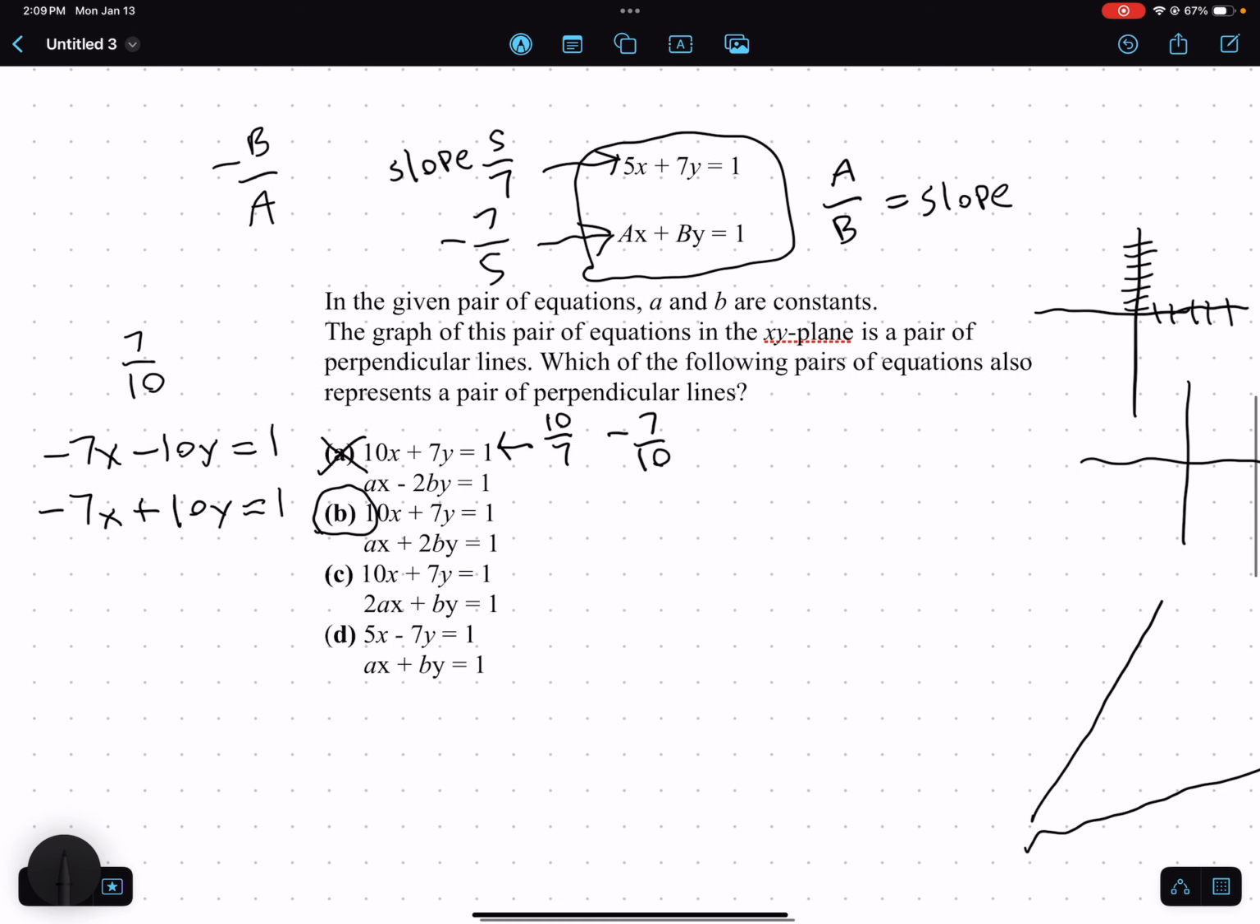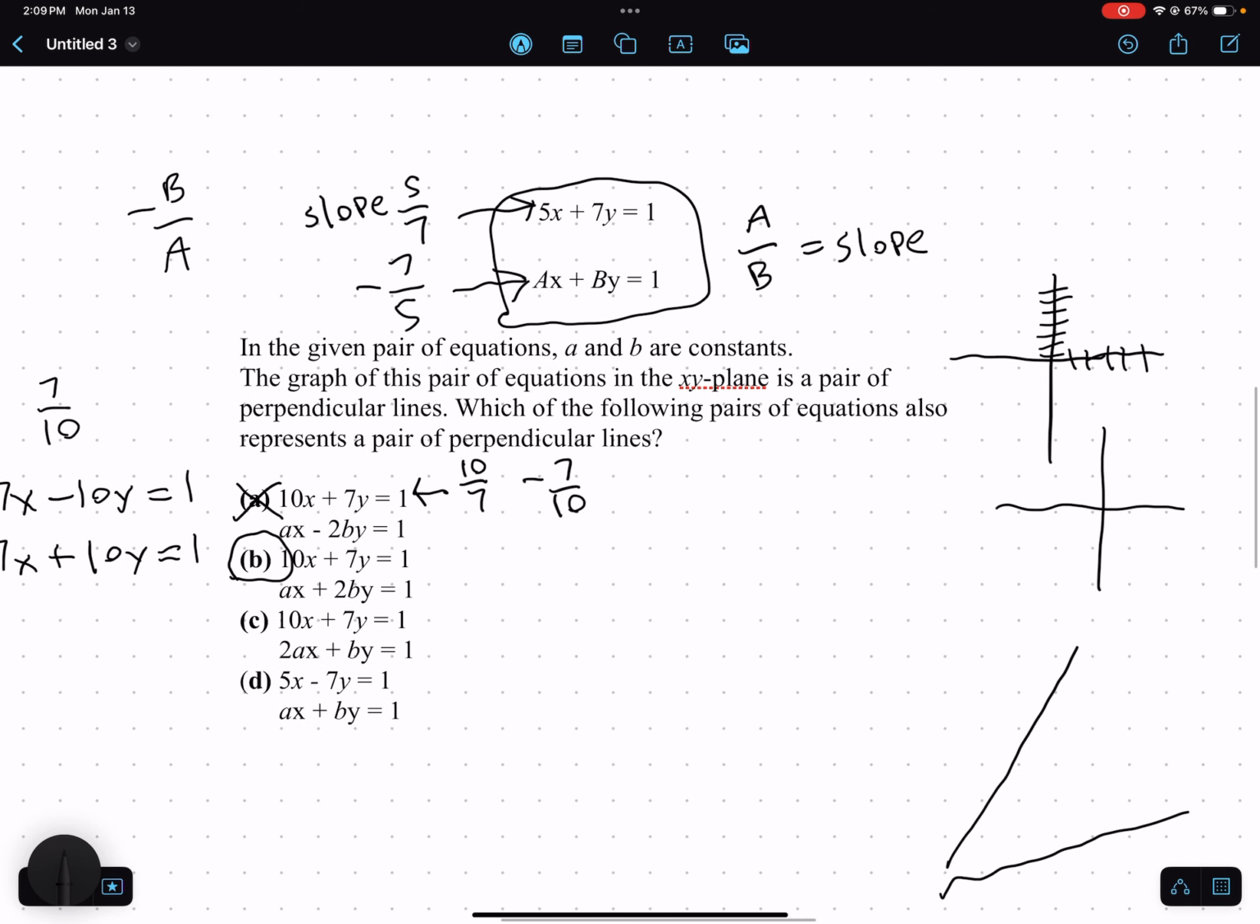This is a pretty simple problem that demonstrates the usefulness of the slope formulas when dealing with lines in the standard ax plus by equals c form. So whenever you need to find the slope of a line, remember that it's always going to be negative a over b. Also remember that the slope of a perpendicular line is always going to be b over a.